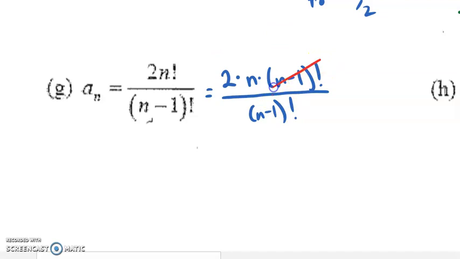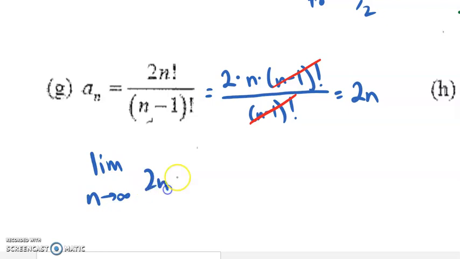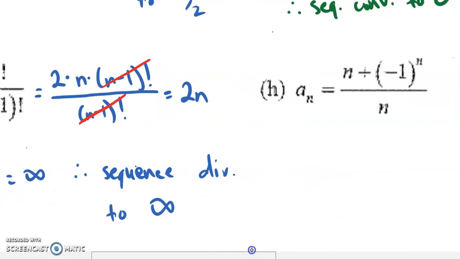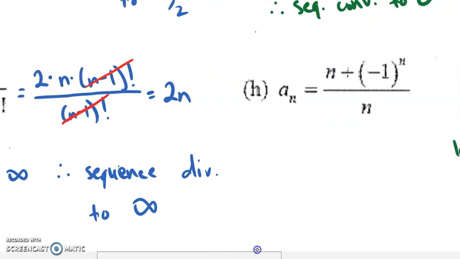So the n minus 1 factorials are gone, like the noble gas argon, and this fraction reduces down to 2n. But that's easy because the limit as n approaches infinity of 2n is infinite. Therefore, the sequence diverges to infinity. Okay? So with factorials, we like to see that canceling out going on.